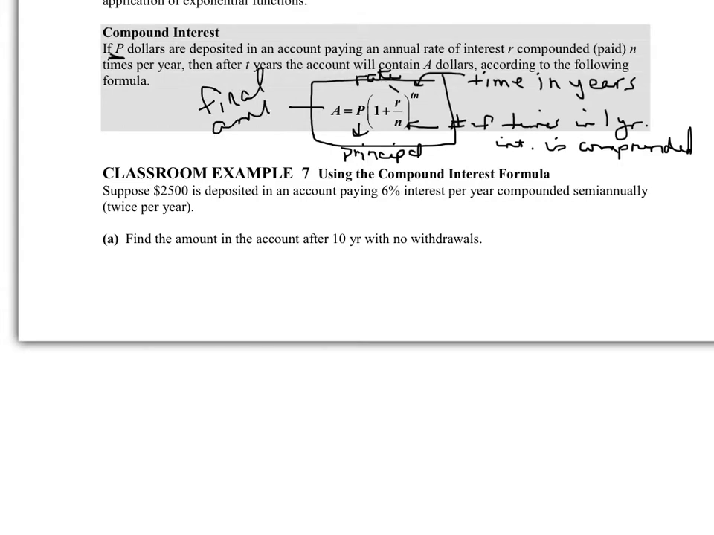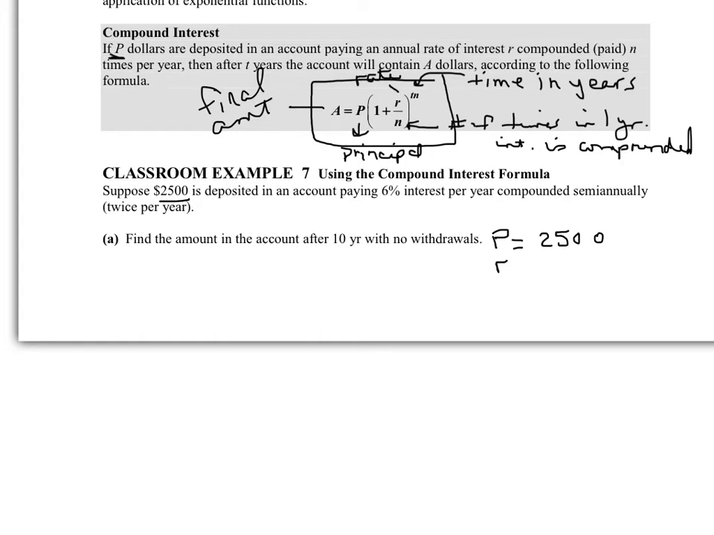So here's what we need to ask ourselves. Are we looking for the final amount in this problem? Yes, we are. Find the amount in the account after 10 years if there were no withdrawals. So what we need to do is to identify these other values. What would be our P, our principal or our starting amount? Well, that's got to be right here, $2,500.